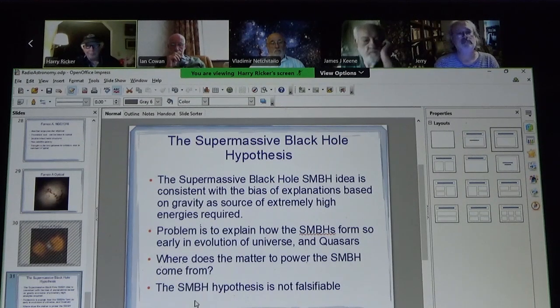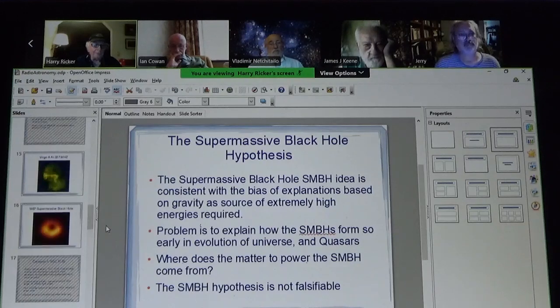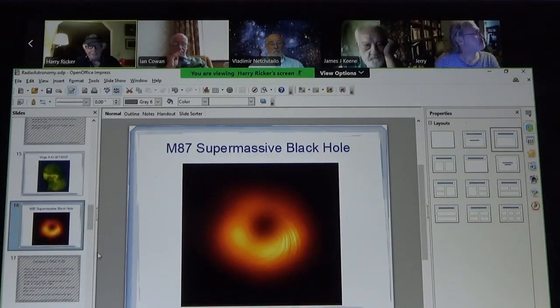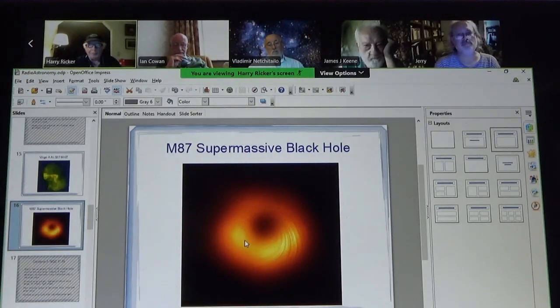And of course, at the bottom, we have that this hypothesis is not falsifiable because we're not really close enough to any of these objects to make measurements on them. I'm not really convinced that this picture is... they claim that's a picture of a black hole. Well, who knows? All right. Any questions before we get to the end? We have about 5 minutes.